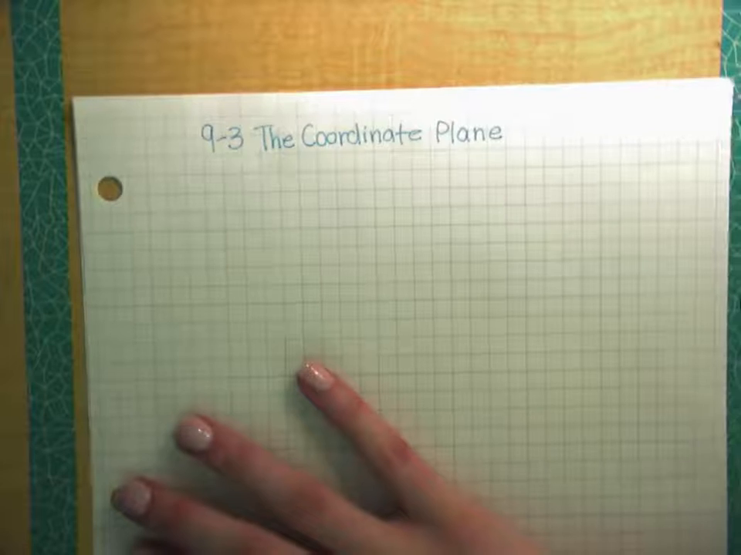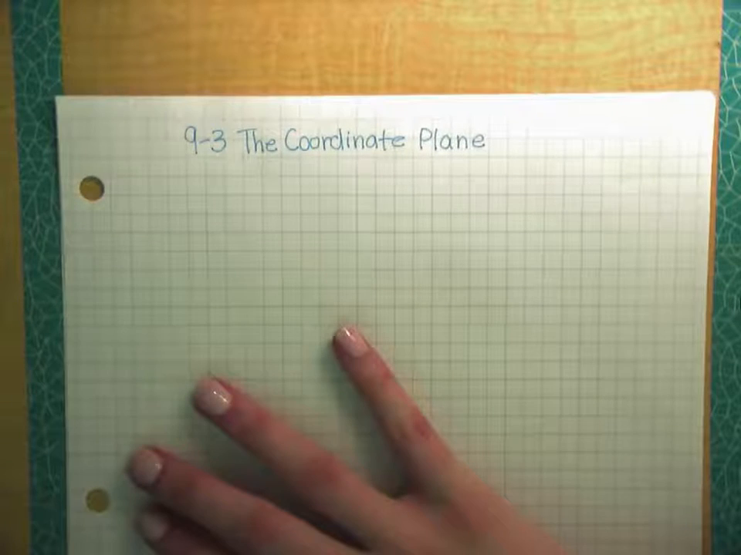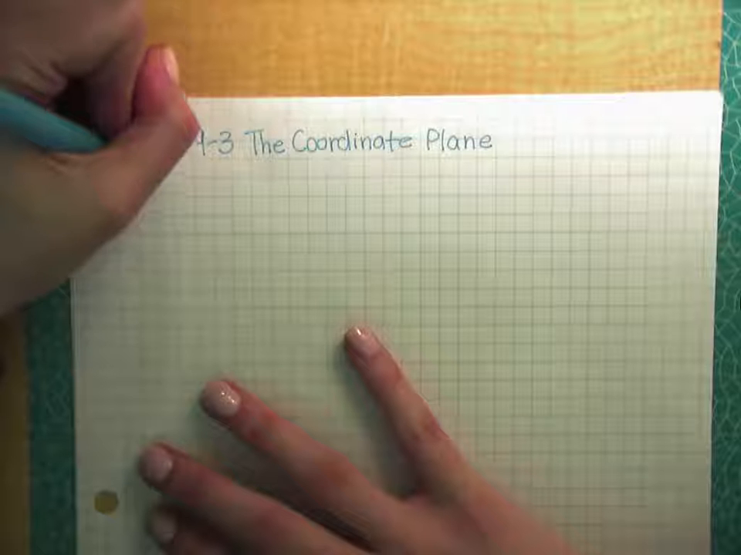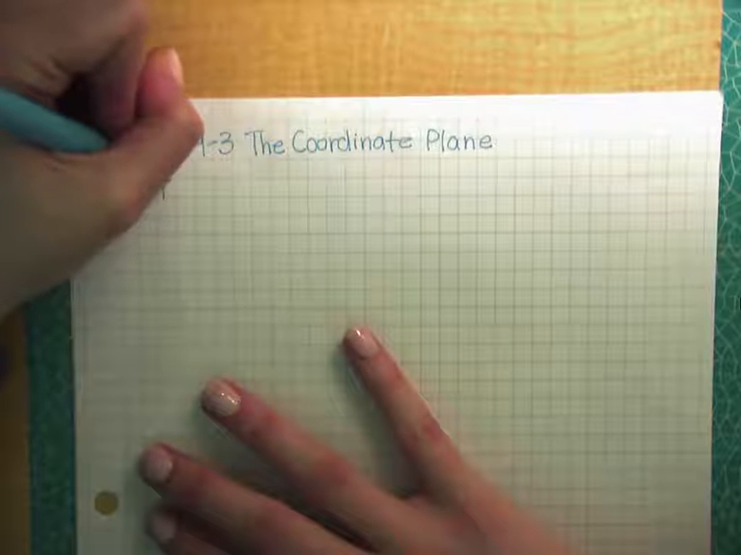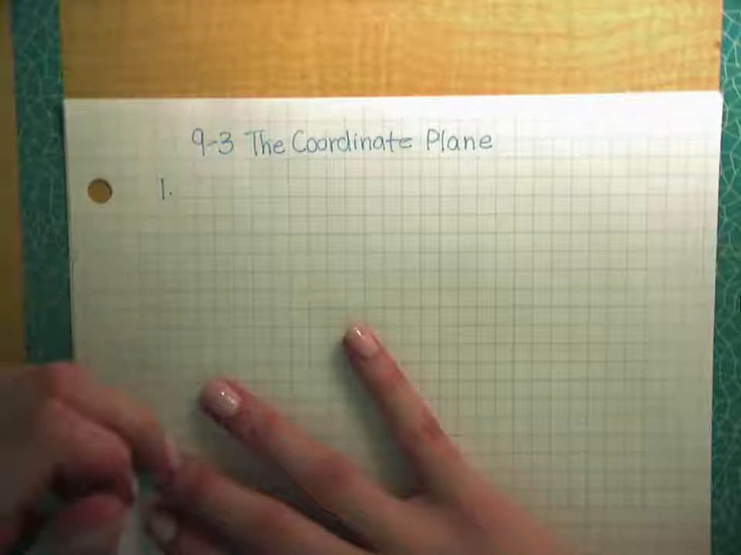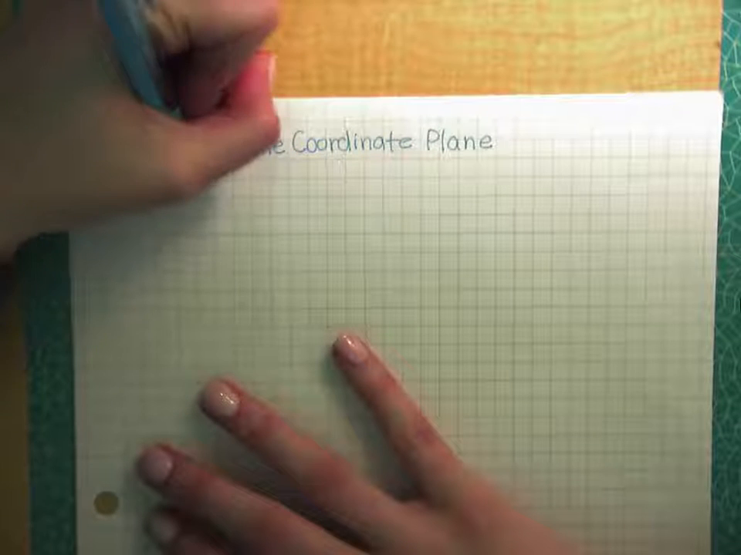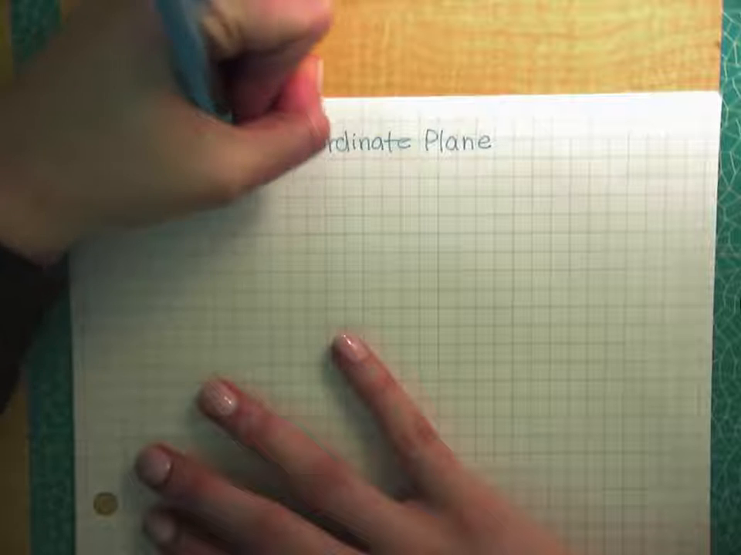Okay, and we started off looking at some vocabulary terms. We have a total of 10 terms. We're going to start with 6. So let's start with number 1. The first term you need to know is just what is the coordinate plane.